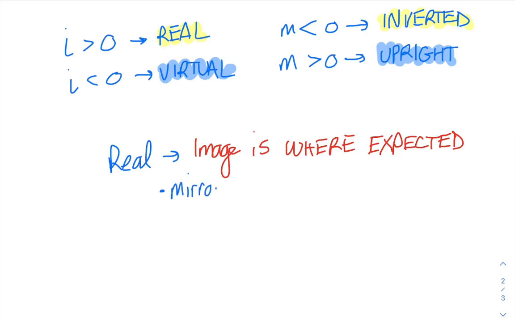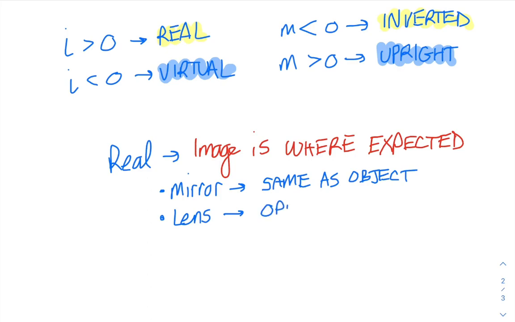For a mirror, we would expect the light to be reflected. Hopefully if we think of a mirror, we think of light bouncing back off of that mirror. That means that a real image for a mirror is going to be on the same side as the object, because the light has reflected off of that mirror. For a lens, it would be the reverse. A real image would be on the opposite side as the object.